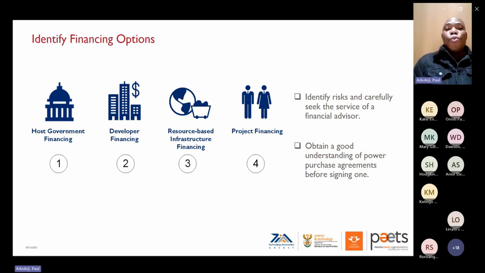How do you handle them so that you don't fall into pitfalls? There are several financing options that the local municipality could go for. Of course, government could finance. We have debt financing. We have several other financing options that could be explored in that regard. But it's very good that the municipality or the district gets a finance advisor for that.